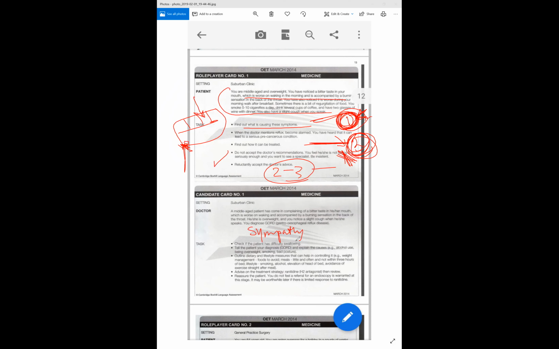When exactly did it start? Is it increasing, decreasing, or stationary? You will ask some questions about the symptoms.